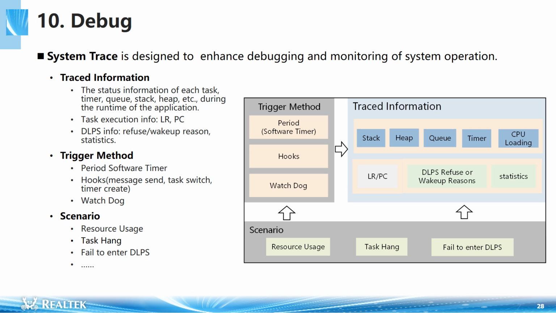The purpose of system tracing is to enhance the system's debugging and monitoring capabilities. By using periodic software timers, hooks, and watchdog triggers, it tracks information related to task stacks, heaps, queues, and timers during application execution, as well as the LR and PC when a task watchdog timeout occurs, and the reasons for failures to enter or wake from DLPS, deep low power state. This process is primarily used to analyze system resource usage, diagnose issues such as task hangs, and address problems related to not entering DLPS. For detailed information on debugging methods, you can refer to BLE SoC Debugging Introduction.